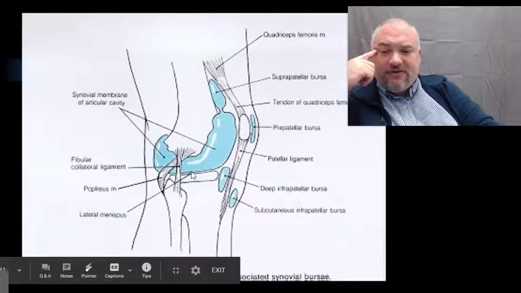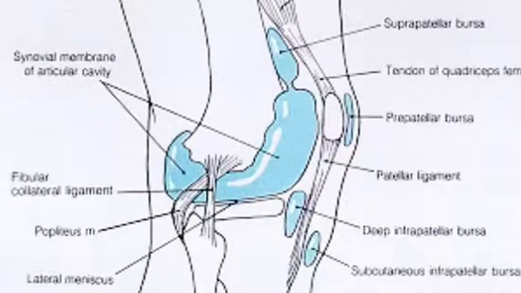So here is a picture of a knee. This is the front of the knee: kneecap, femur, tibia, fibula. We've got some different ligaments in there. So we can see the synovial membrane here from the tibia up to the femur, holding synovial fluid in the knee joint so that these two bones don't grind on each other.